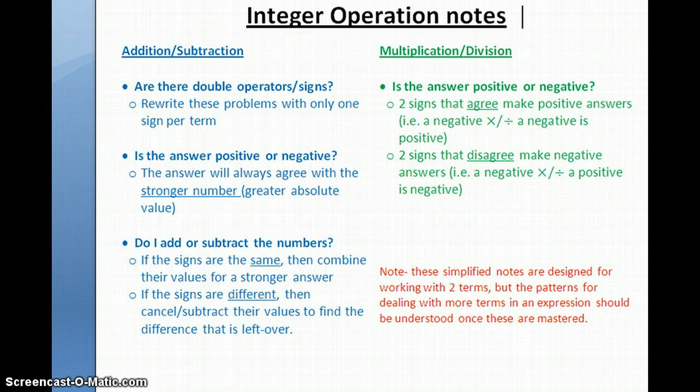So in conclusion, if you have 2 negatives, you're multiplying or dividing them, you're going to get a positive answer. If you have 2 positives, multiplying and dividing them, you're going to get a positive answer. And if you have 1 positive, 1 negative, multiplying or dividing, you're going to get a negative answer.